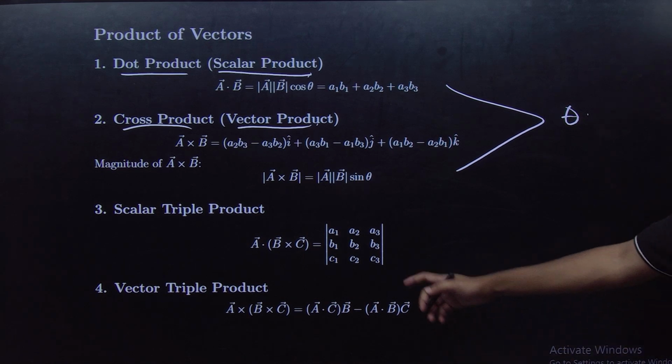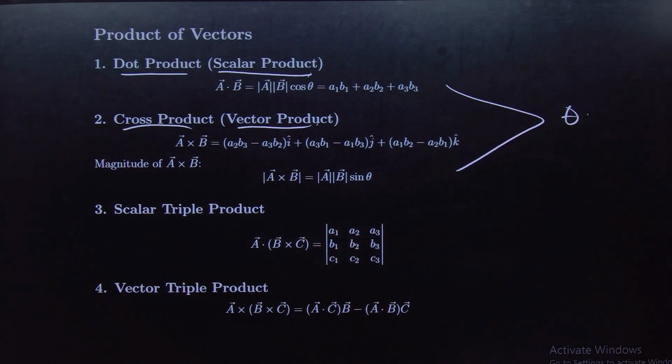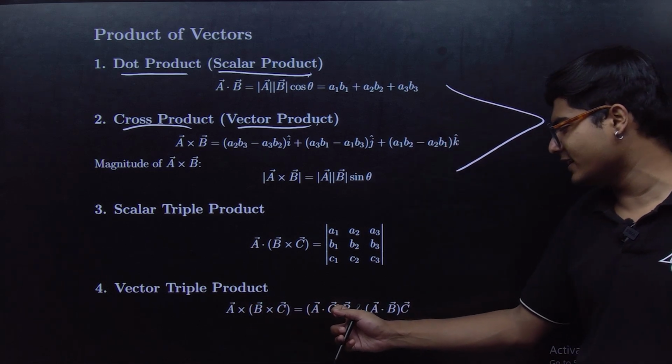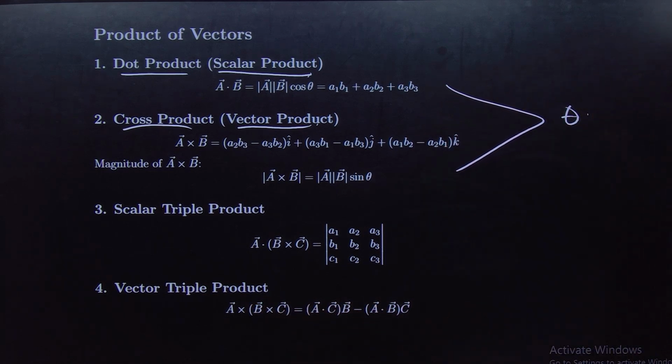Scalar triple product, A dot (B cross C), is nothing but the value of this determinant that you get. Vector triple product, A cross (B cross C), is nothing but (A dot C) B vector minus (A dot B) C vector, okay?